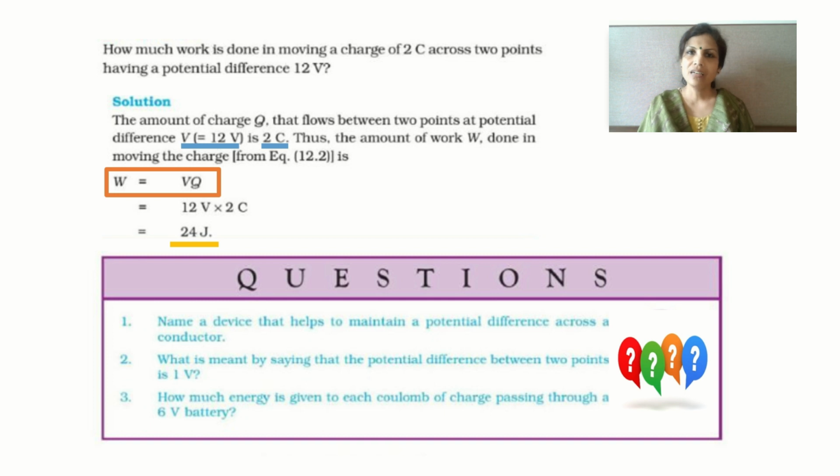Alright. Third is a numerical. How much energy is given to each coulomb of a charge passing through a 6 volt battery? So work done and energy are the same, and you have to actually find out W here. W is equal to V into Q. Volt is given to you as 6 volt, and each coulomb means 1 coulomb charge. So that will be 6 joule of work, or 6 joule of energy should be given. That should be your answer.